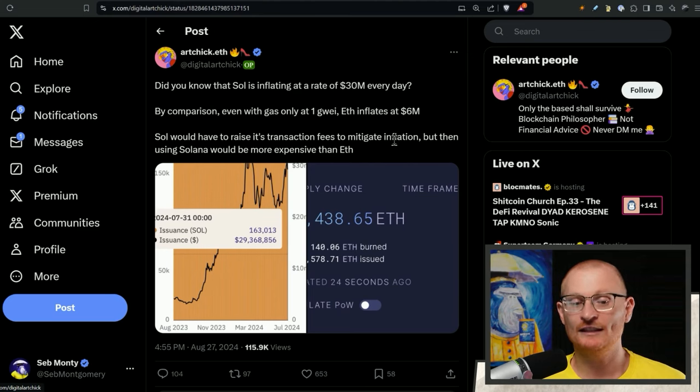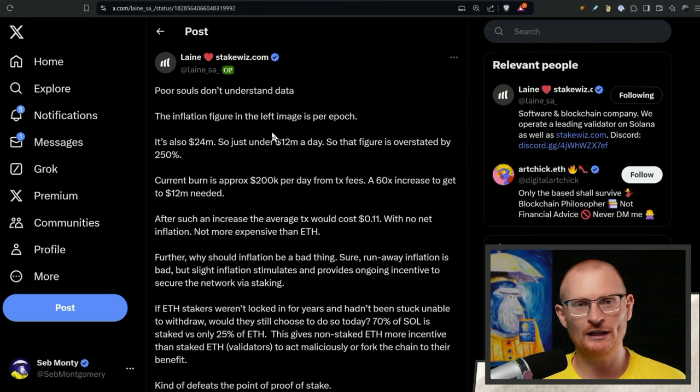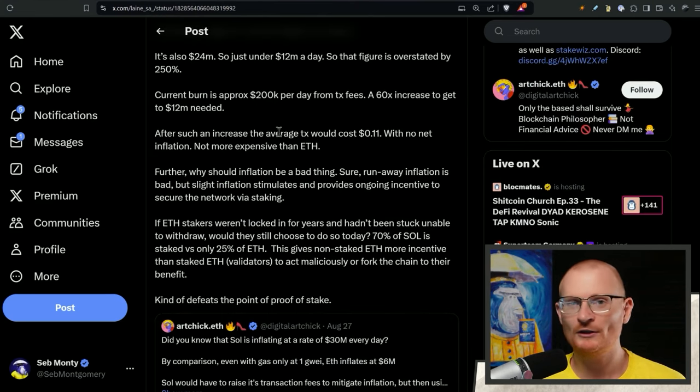And ETH inflates at $6 million. Now, I've covered this before, but basically early on in ETH's exposure before staking, the inflation rate was much, much higher. And I would love to have a big bag of ETH, and I'd love to have the conviction to hold it, but I just don't have that. And if you do, let me know why you do in the comments below.